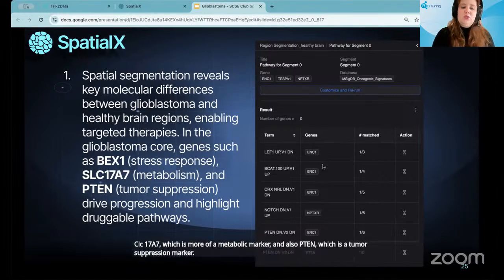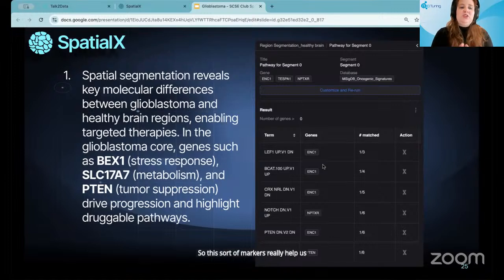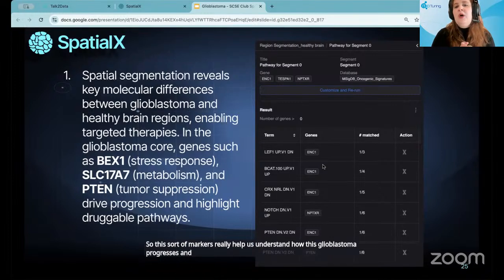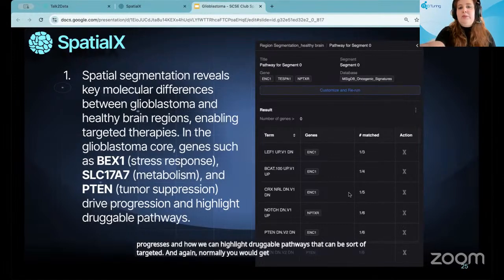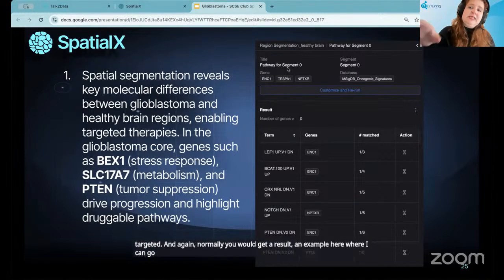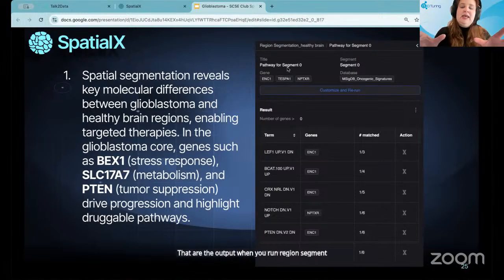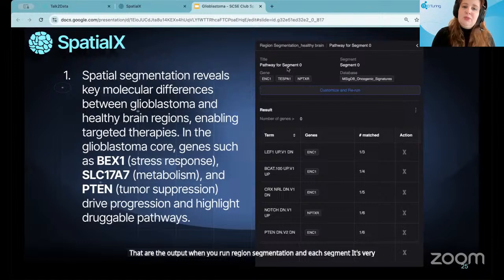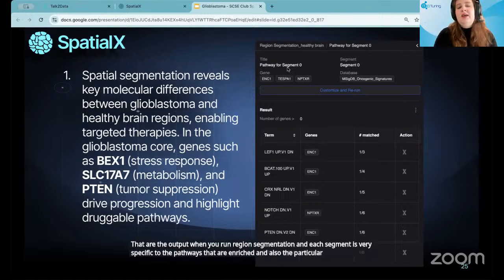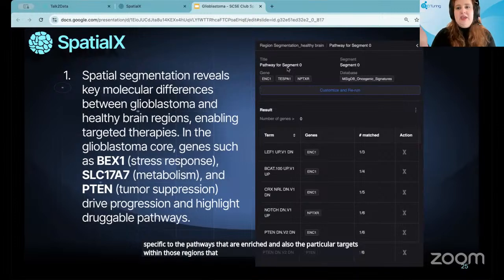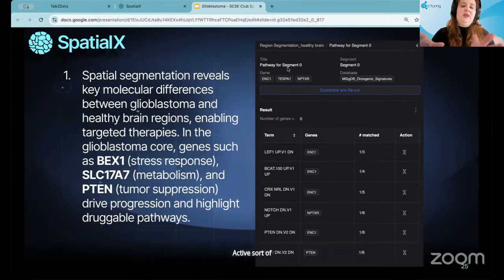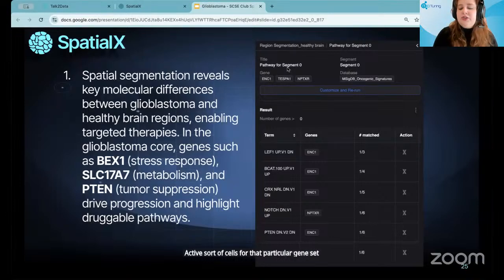So these markers really help us understand how this glioblastoma progresses and how we can highlight druggable pathways that can be targeted. Normally you would get a result, an example here, where I can go into the specific segments that are the output when you run region segmentation. Each segment is very specific to the pathways that are enriched and also the particular targets within those regions that have a really high AUCell enrichment score. That's another feature that allows you to identify active cells for that particular gene set or pathway gene set.